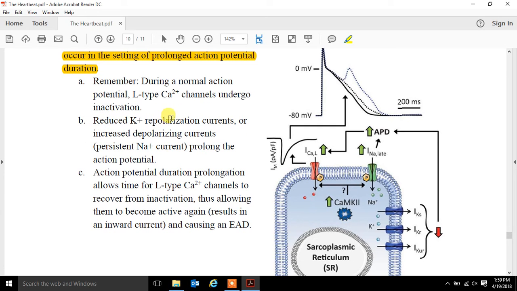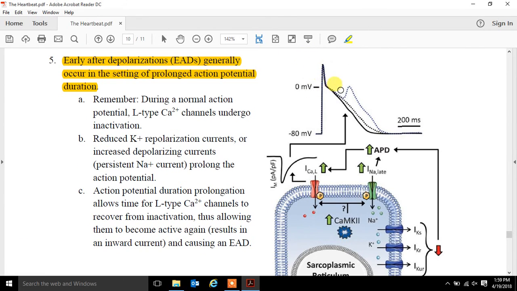If we get reduced potassium repolarization currents or increased depolarization, and it prolongs this action potential, so things come up and then things are a little bit slow to go down, this prolongation allows time for those calcium channels to become inactive and then flip back on. It's like having a light switch on a timer. You've flipped it off, but it has the potential to flip back on.